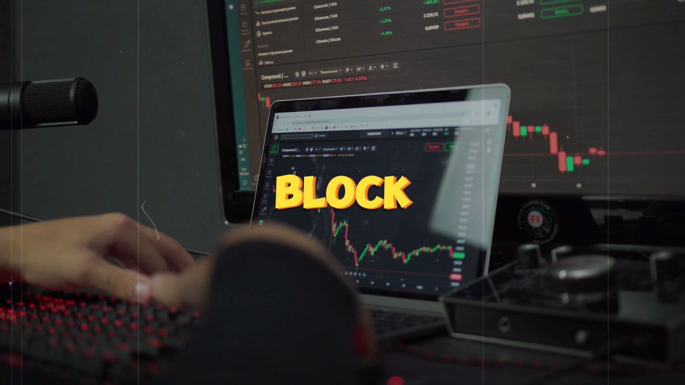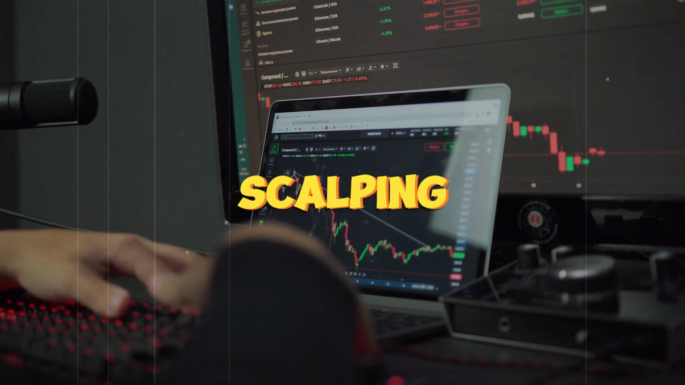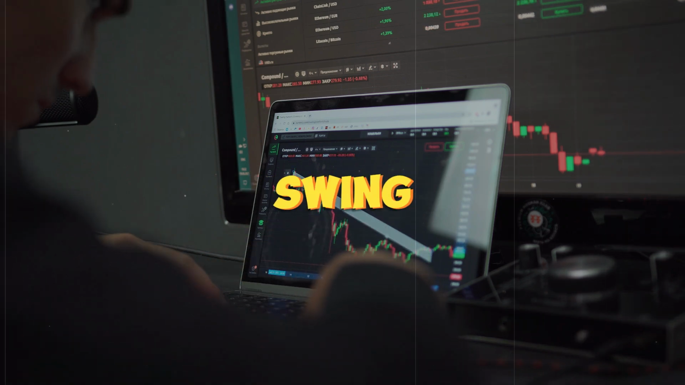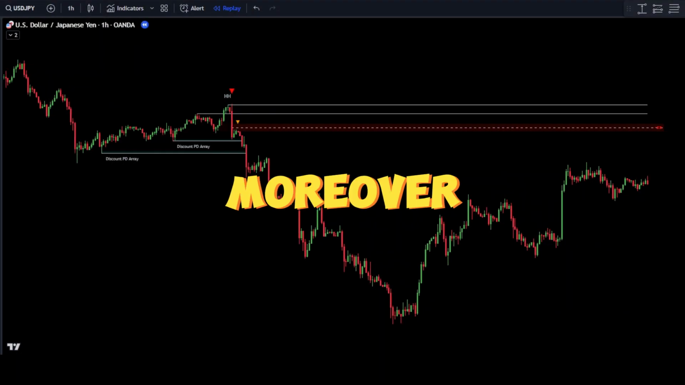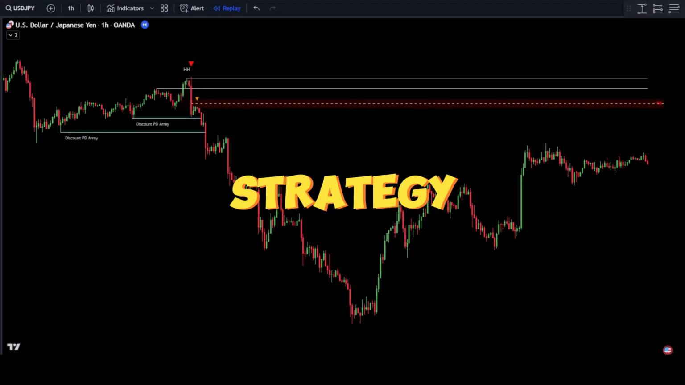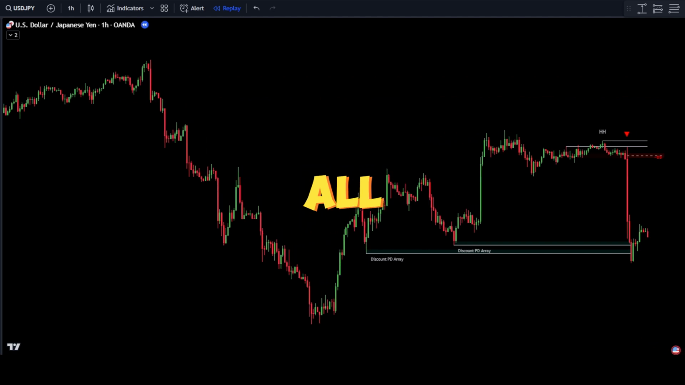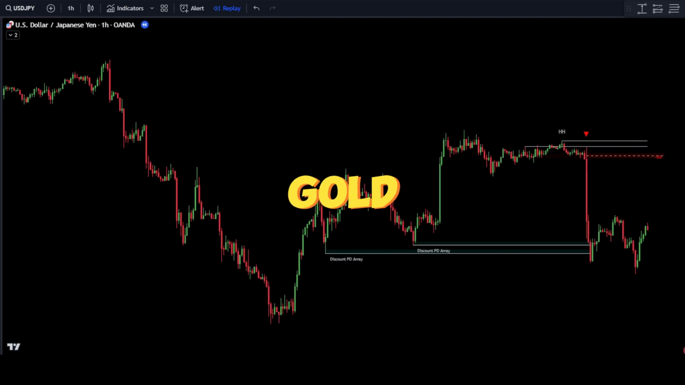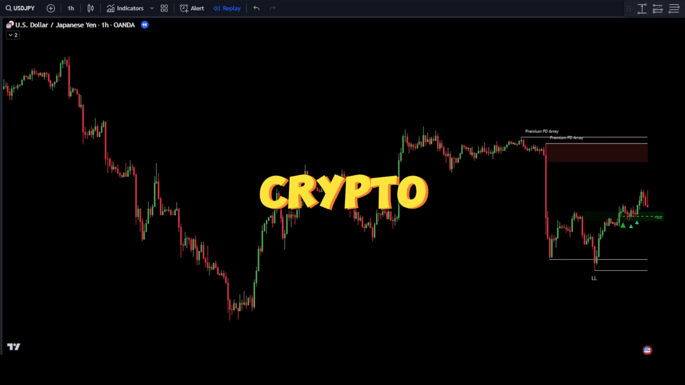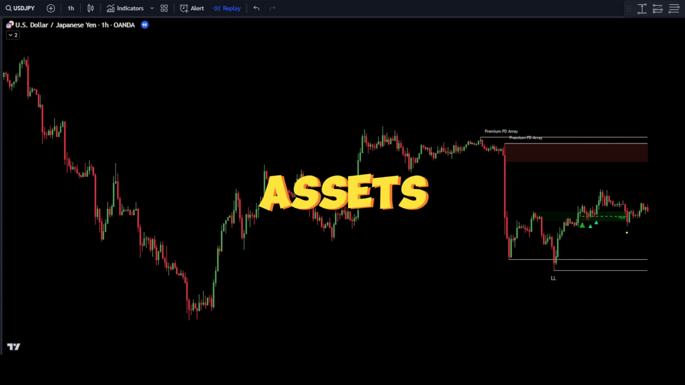This breaker block trading strategy can be used for scalping, day trading, or swing trading methods. Moreover, the breaker block trading strategy can also be used for trading all assets such as forex, gold or xauusd, crypto, stocks, and other assets.